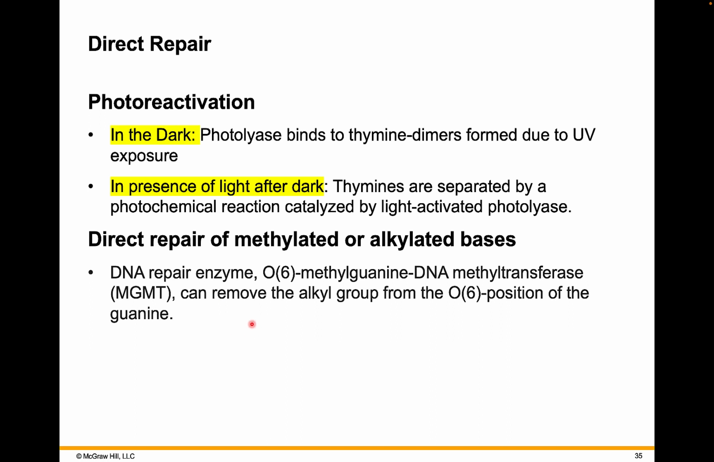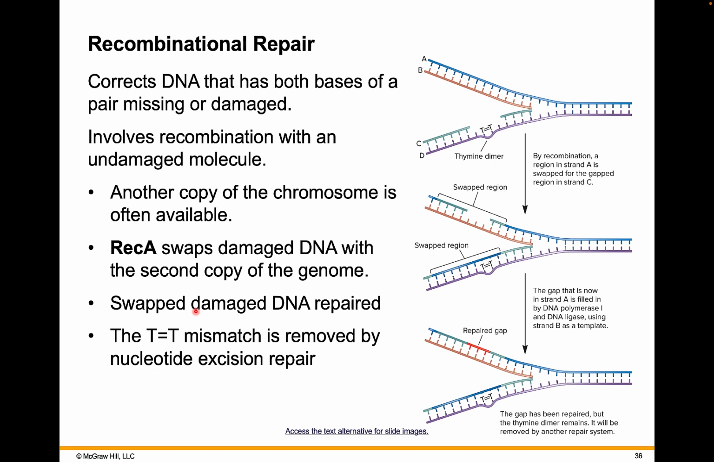And also there are some enzymes, like the O6-methylguanine methyltransferases, which can directly repair methylated or alkylated bases. For example, this methylguanine methyltransferase can remove an alkyl group from the O6 position of the guanine. And this is just one example. There are other groups of enzymes for the direct repair of these methylated or alkylated bases, which can be removed from the DNA as well.